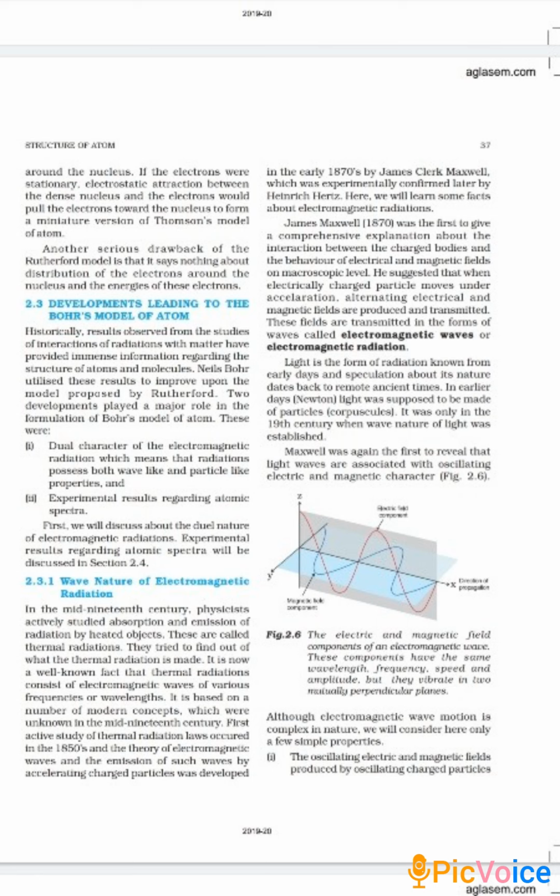A cycle is said to be completed, students, when a wave consisting of crest and trough passes through a point. Coming to wave number, it is defined as the number of waves per unit length. Its unit is reciprocal of wavelength, that is meter inverse. However, it is commonly used in centimeter inverse, which is not SI unit but still centimeter inverse is taken.